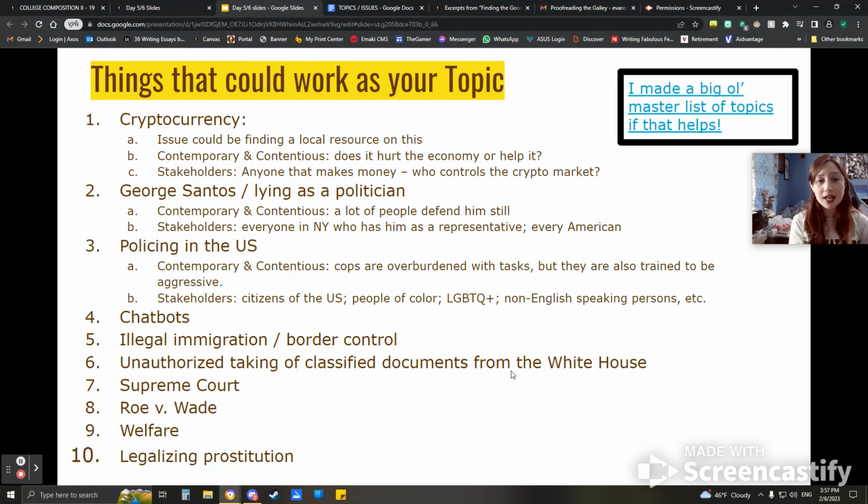Stakeholders could be really anyone that makes money. Who controls the crypto market? Like, who gets to benefit from it? Who loses out on things because of it? So you do have multiple takes, and you'll get multiple types of ideas from that.